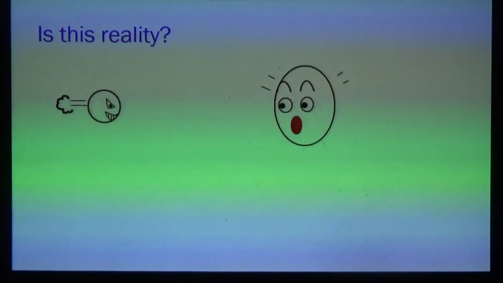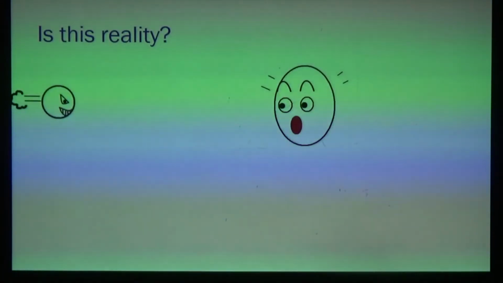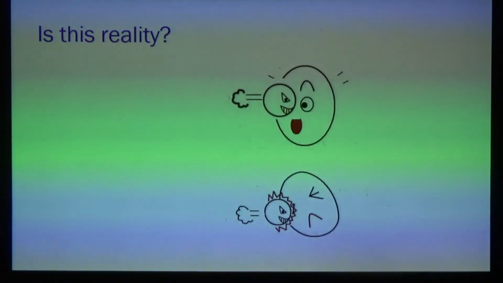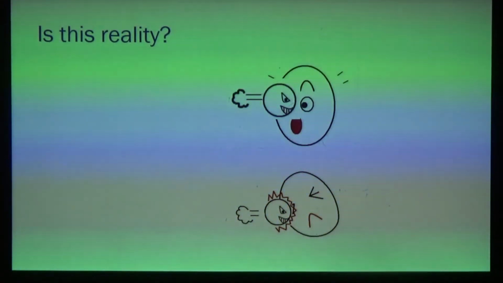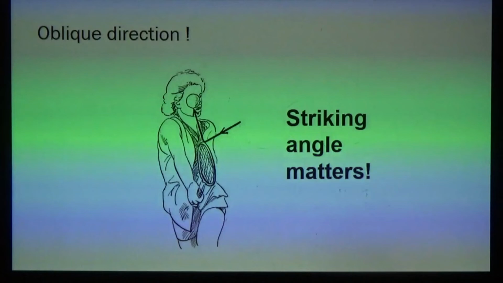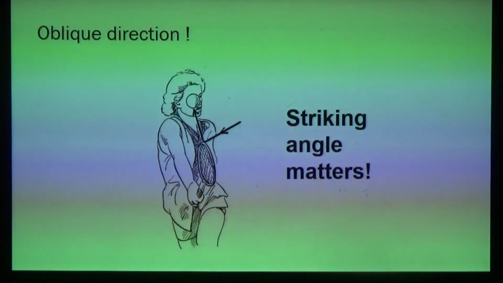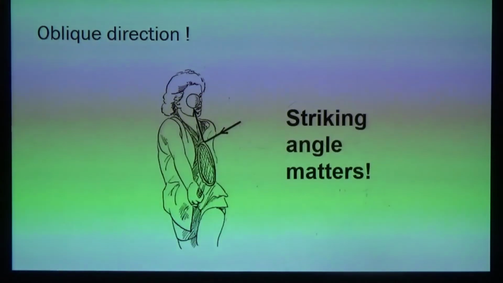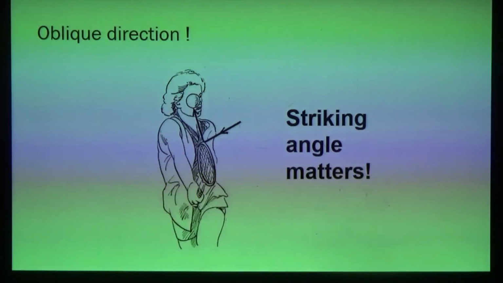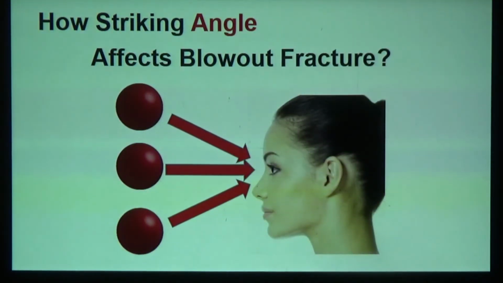In my opinion, when something comes from the front, a person is likely to notice it and look downward to avoid it. In that case, the object wouldn't hit the orbit in the horizontal direction. Therefore, in reality, blowout fracture should occur more often in situations where the orbit is struck obliquely rather than being hit horizontally. So I was interested in how the severity of the fracture is affected by the striking angle, and conducted a study to clarify this theme.